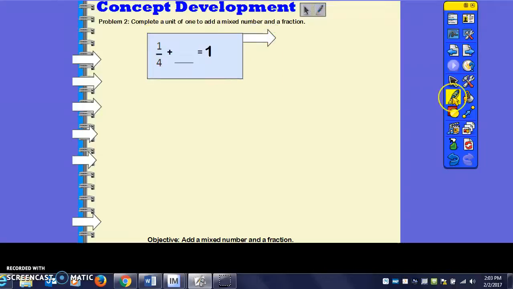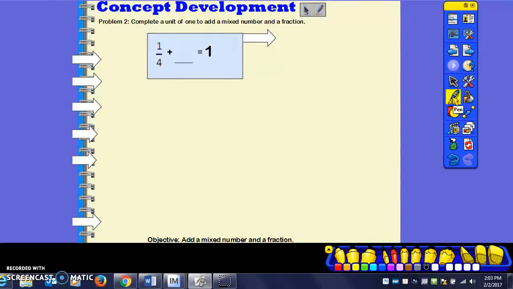Okay, this one is a little bit different. I'm filling in the blank. 1/4 plus what equals 1 whole? So I asked myself, how much is a whole for fourths? That would be 4/4. So to get to 4/4, if I have 1/4, what's missing, guys? 3/4. Very good. 3/4.